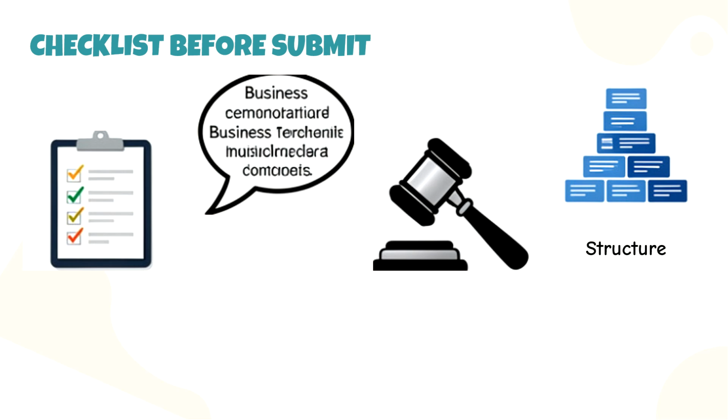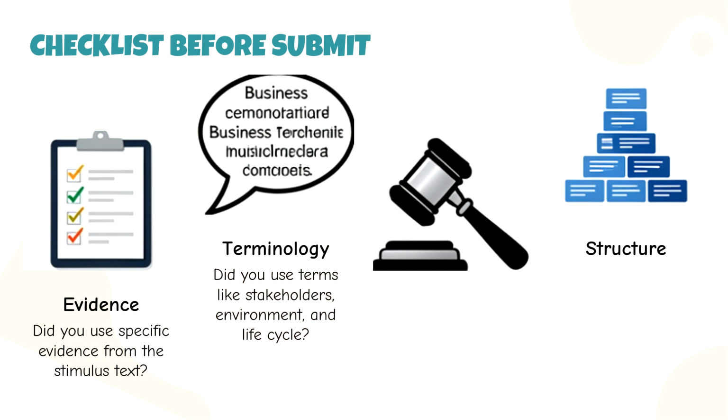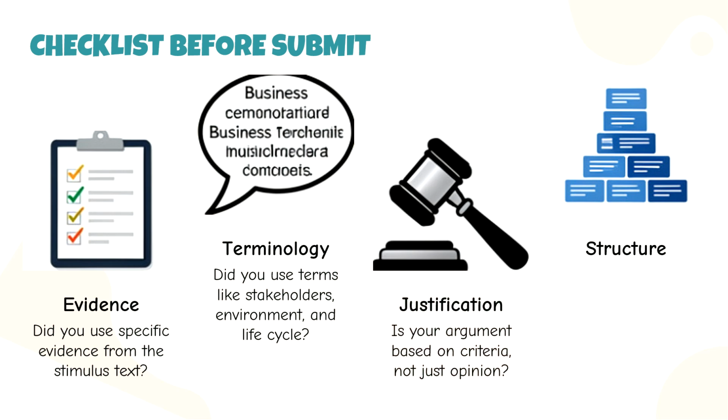Now, before you submit, the checklist: you have to make sure that you have completed your evidence. And then you have to make sure that you're using business terms like stakeholders, environment, and life cycle. You got to make sure that you have justified your opinion based on the business criteria. And then you're going to make sure that the writing is logical with clear paragraphs and headings. Now let's try and put this into practice by looking at a case study.